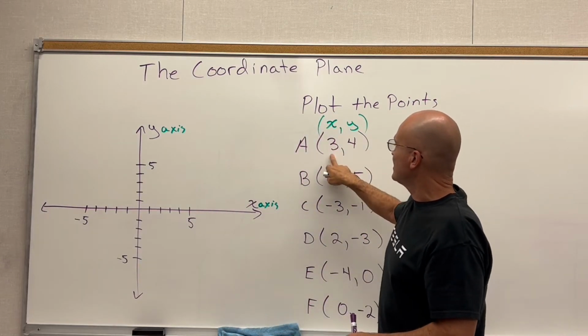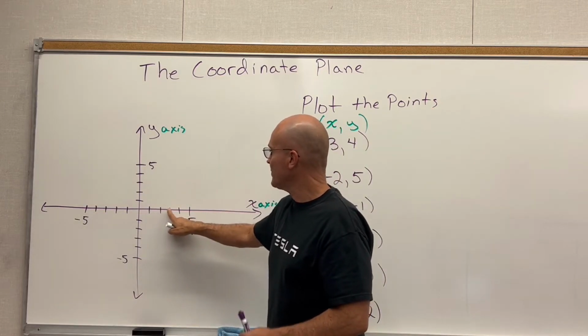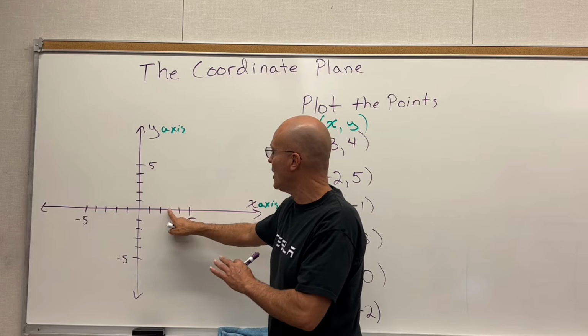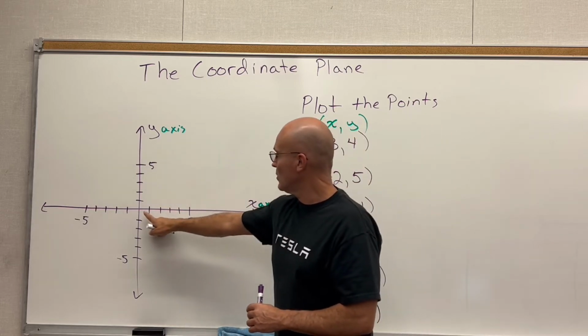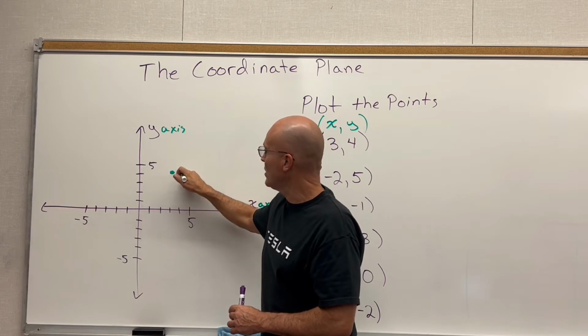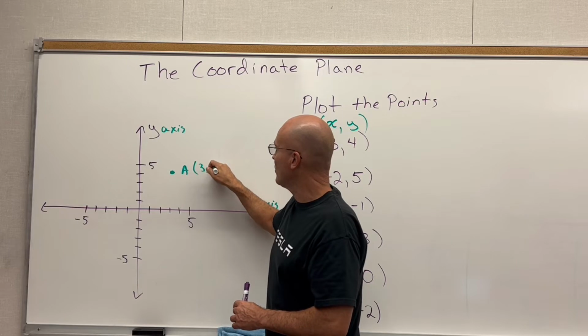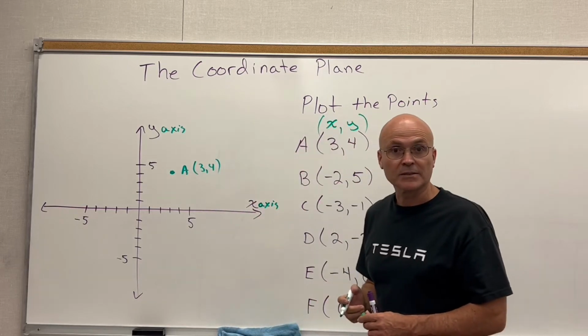So this 3 means go to the right 3 squares. So 1, 2, 3. Now don't move, but now you need to go up 4. So to the right 1, 2, 3, and up 1, 2, 3, 4. This is where point A is at. Point A is located at 3, 4. I hope that made sense.